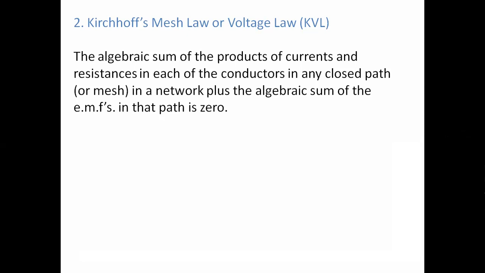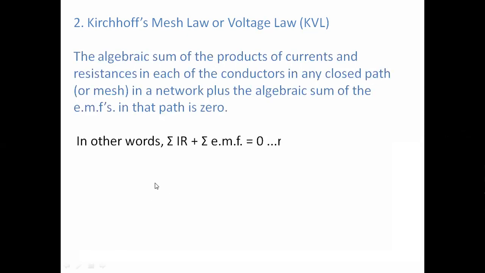Okay, suppose I will show you. In other words, IR is nothing but I into R, that is the voltage. V is equal to I into R. This is for the resistors, that is called voltage drop. So for the corresponding resistance we have the voltage drop, and EMF is nothing but the applied voltages.